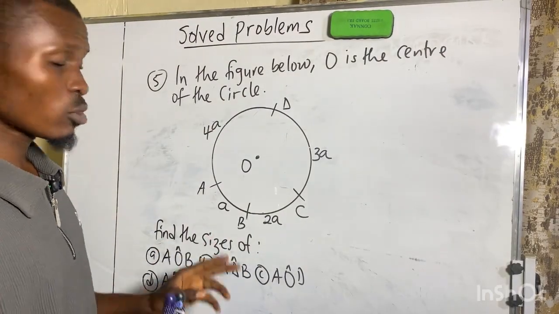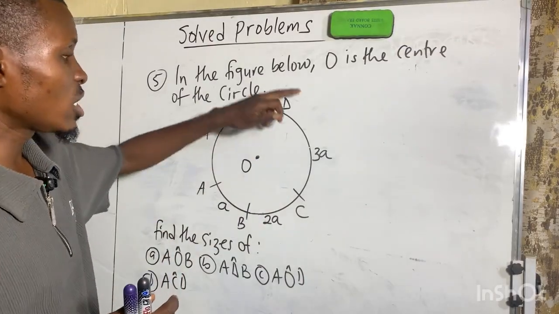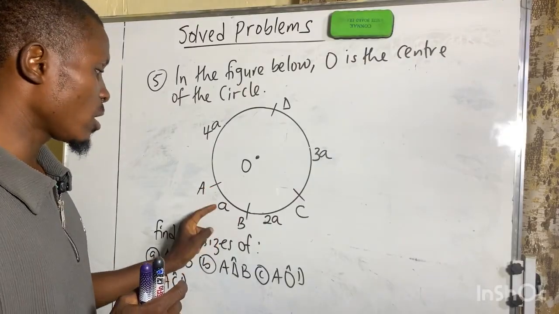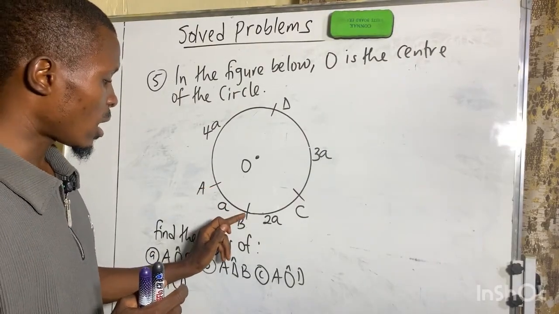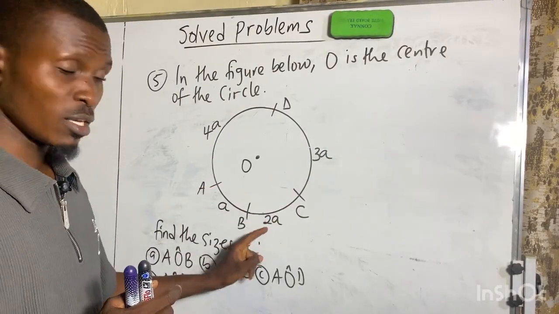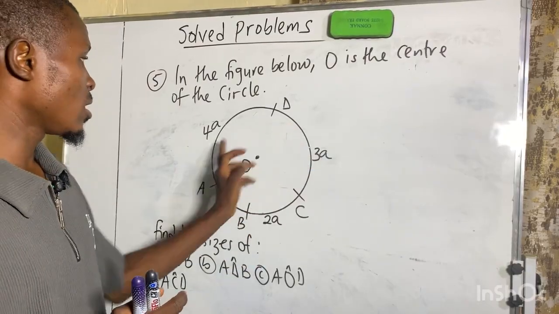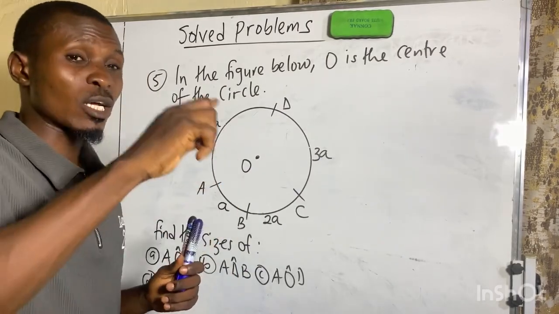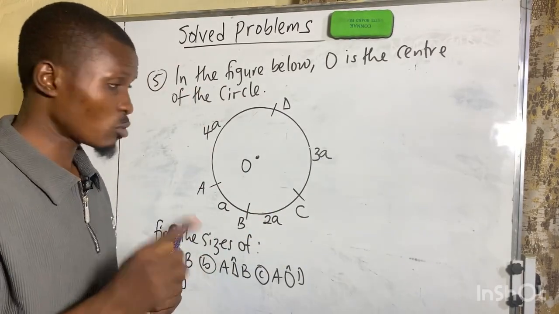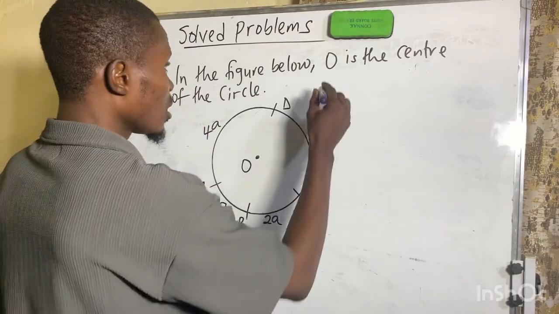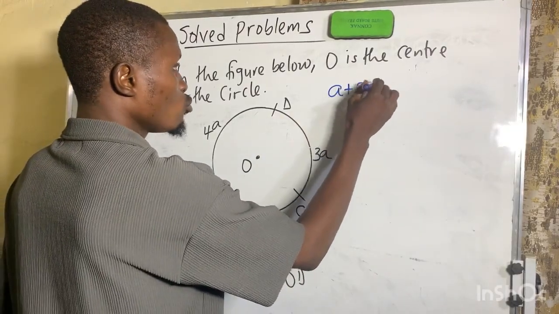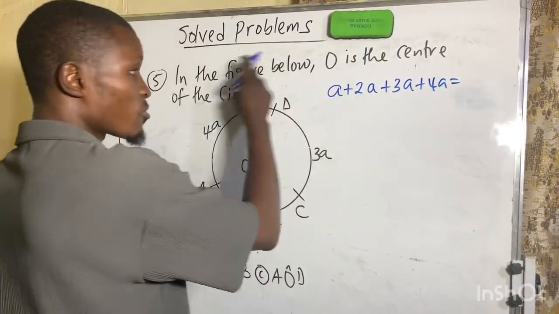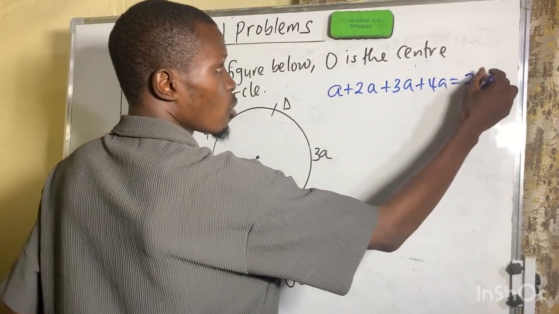Now looking at the circle, you observe something, right? The circle is cut into arcs. We have arc AB labeled A, arc BC length 2A, arc CD length 3A, AD length 4A. Now the sum of these arcs will give the circumference of the circle. Take note of that. What do I mean? I mean A plus 2A plus 3A plus 4A will give the circumference of the circle, which is what? 2 pi r.